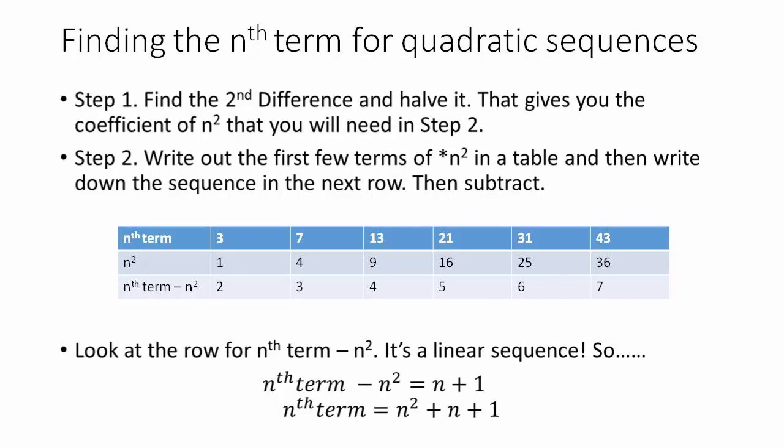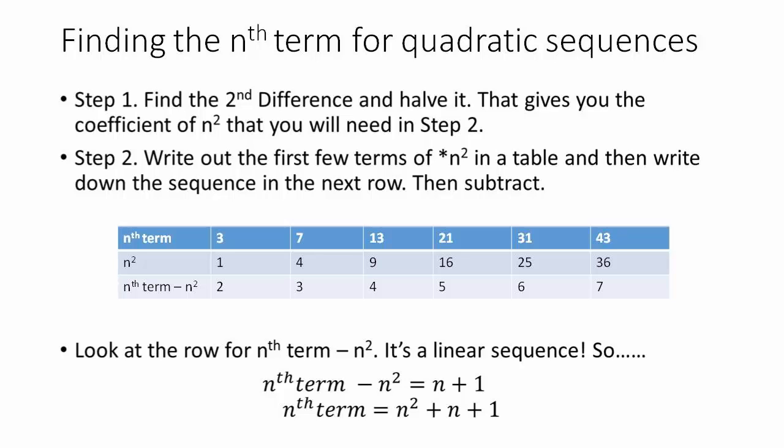Now this trick is lovely, because if you now subtract, and you can subtract either way around, I ended up with 2, 3, 4, 5, 6, 7. Now that means, if you really think about it, that the nth term minus n squared equals this linear sequence. And I know how to put that linear sequence in terms of n, because the nth term for that sequence is simply n plus 1. So nth term minus n squared equals n plus 1. Now all I've got to do is add over the n squared to the other side of the equals, and I've got my nth term expression.